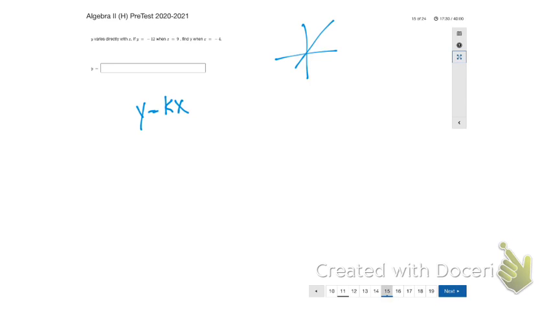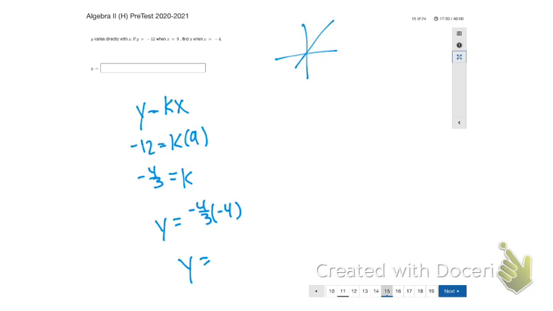So one way you could solve this is you could solve for k. If y is negative 12 when x is 9, then you can get that k is equal to negative 4/3. And then you can set this equation up to where y equals negative 4/3 times negative 4. And you can get that y equals 16/3.